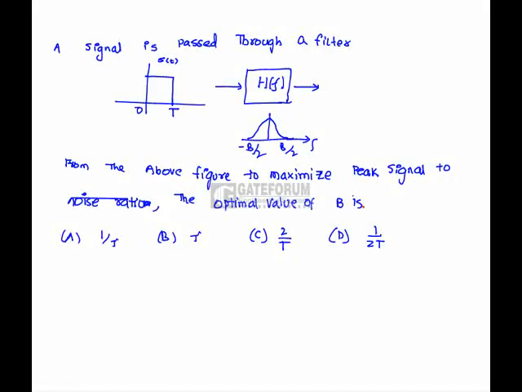It is passed through a filter, from the above figure, to maximize the peak signal to noise ratio. What will be the optimum value of bandwidth? See, for maximizing peak signal to noise ratio, H of T equals S of T minus T plus T. This is also equal to 0 to T.